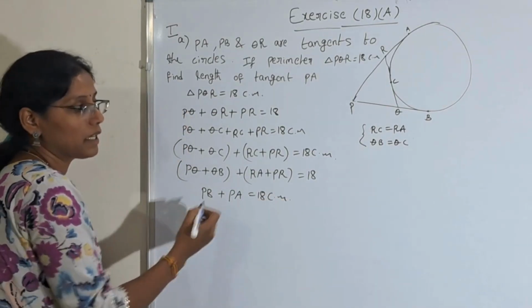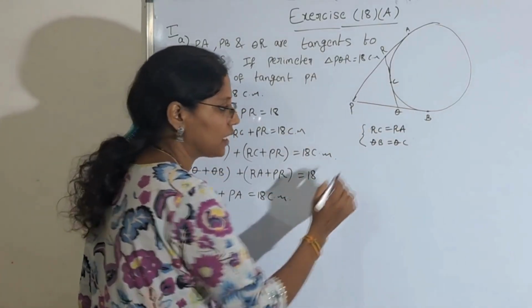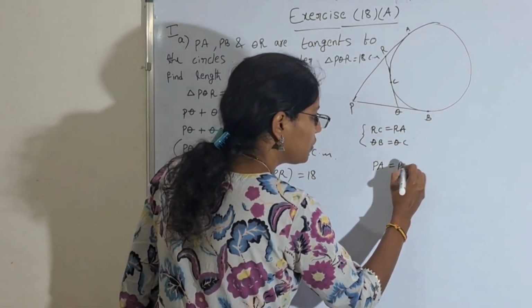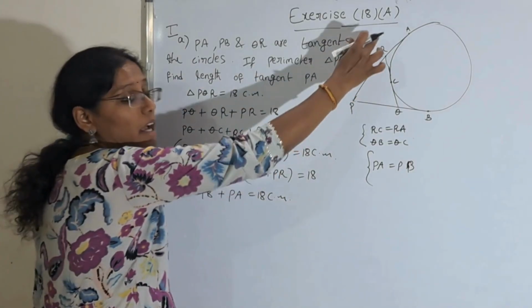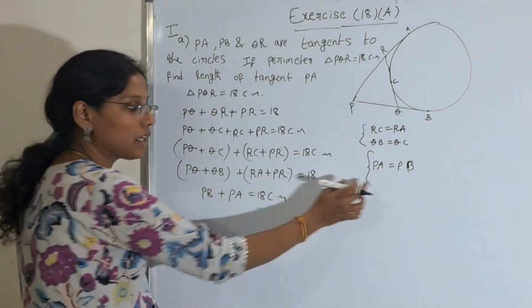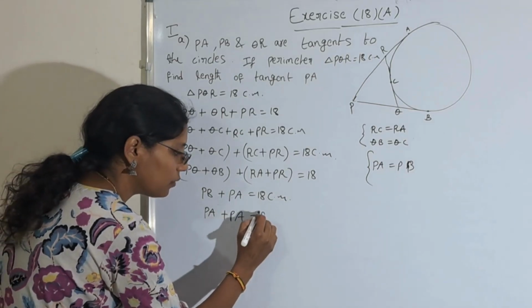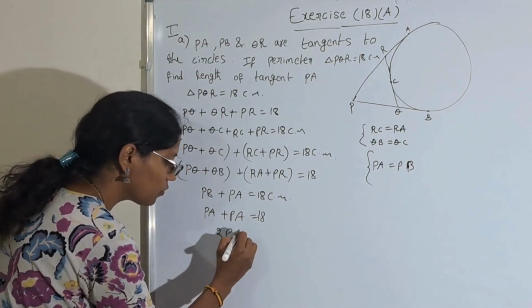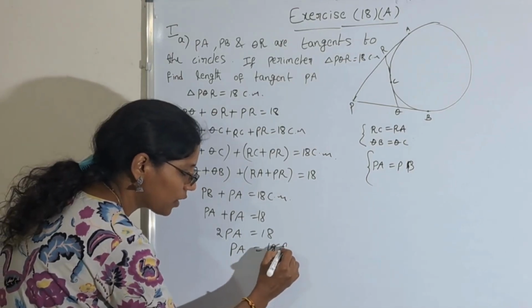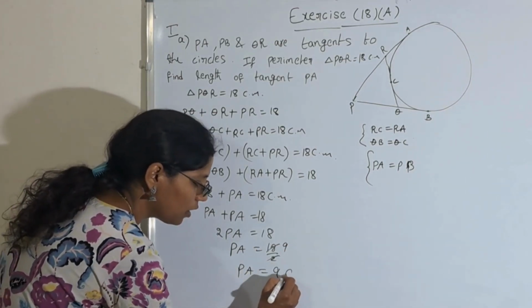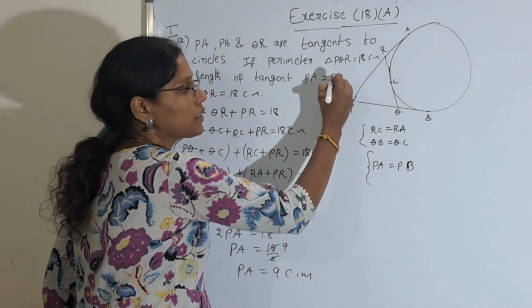Here PB plus PA. We should observe from this diagram what we can say. PA and PB are tangents to the circle. Both are equal. PA is equal to PB. Here PA side we want. So instead of PB we can write PA. PA plus PA is equal to 18 centimeters. 2 PA is equal to 18 centimeters. PA is equal to 18 by 2. 2 9s are 18. PA is equal to 9 centimeters. PA side is 9 centimeters. Here 9 centimeters it will come.